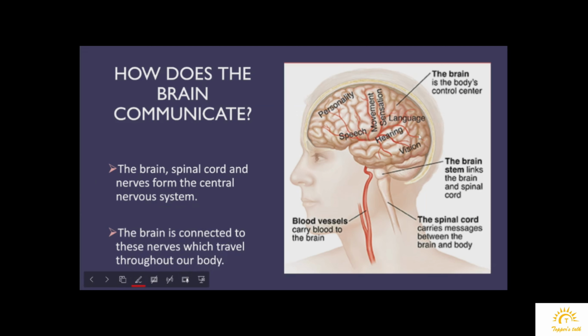Now take a look at this picture. This is the brainstem. The function of the brainstem is to link the brain and the spinal cord. And what is the function of the spinal cord? The spinal cord carries messages between the brain and the body. And the blood vessels carry blood from the heart to the brain.